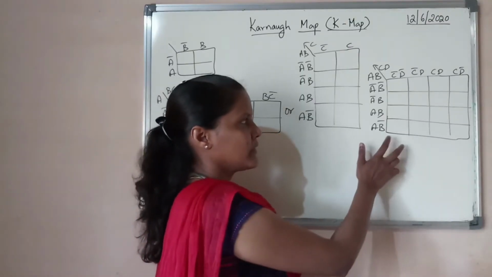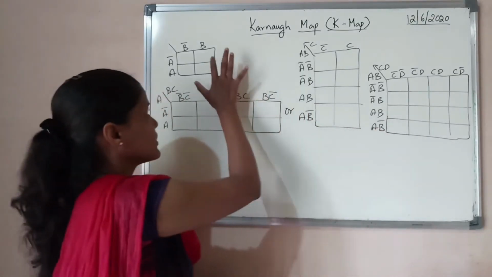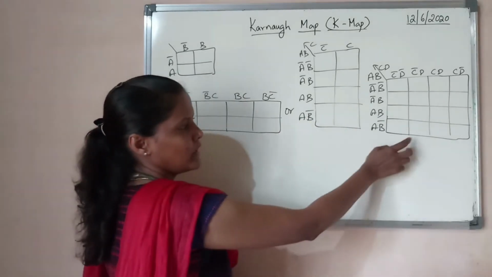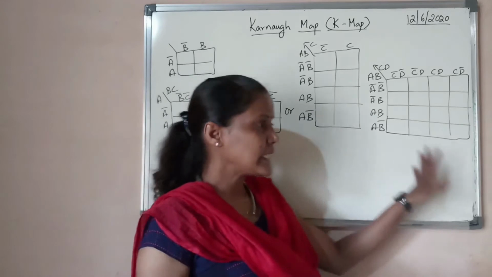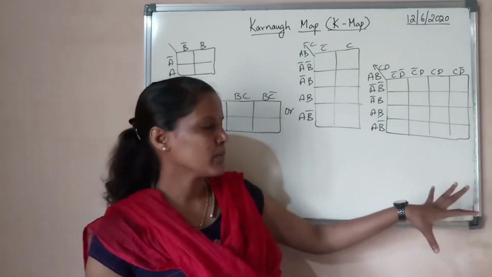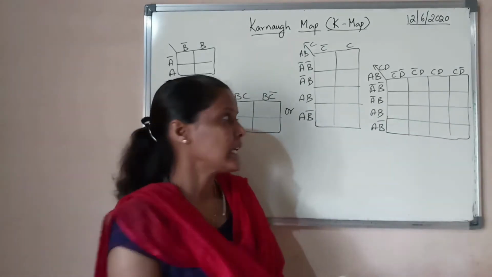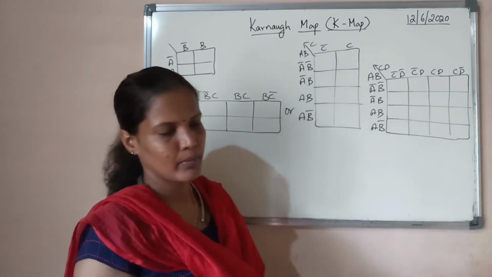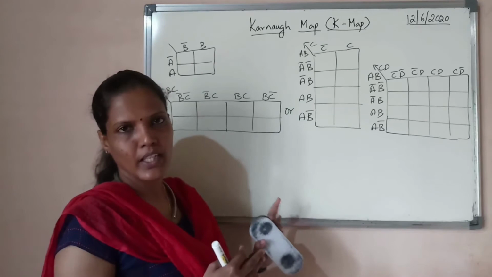So this is the method we have to write for 2 variables, 3 variables, any one of these methods, and 4 variables. After writing this map, we have to come up with filling these cells, and each cell will be having its own combination of variables. So this is the structure of a K-map.